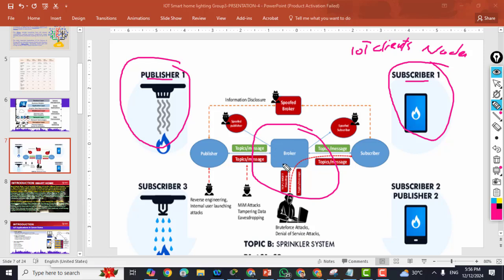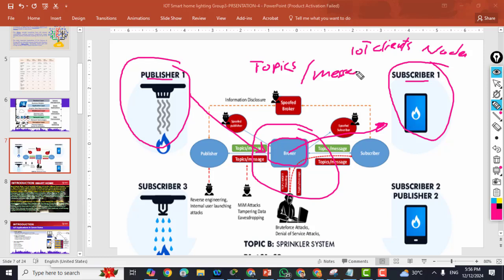Okay, this broker can receive the information from a publisher and push it to the subscriber. The subscriber will receive the information from the publisher through the broker, which is the main control unit for IoT. For example, when the fire detector detects a fire, it can publish the information using what? Using topics and messages.